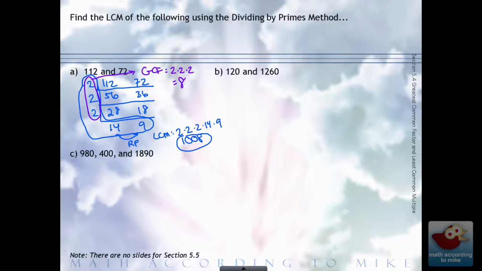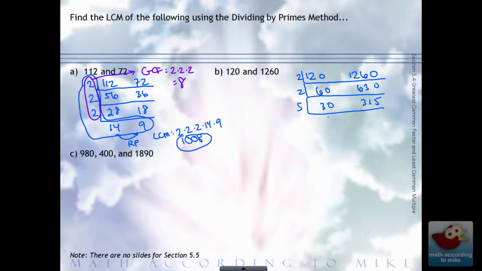Let's do the same thing for 120 and 1260. We can start off with 2. We can start with 5. Doesn't really matter. 2 gives you 60 and 630. We can do 2 again because they're both even. We get 30 and 315. 2 won't work anymore, but we can do 5.